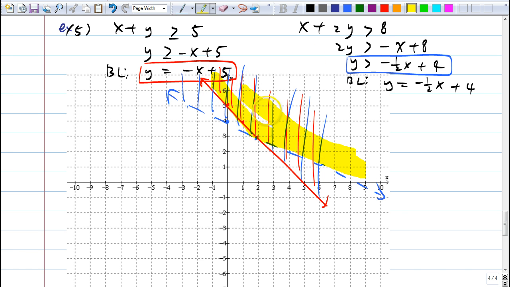Okay, does that make sense? So it's this region right here. Any questions? Can you do something like this for your homework tonight? Yes. Okay. Any questions? Good.